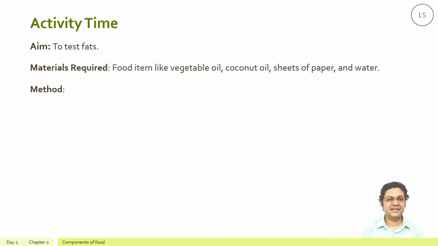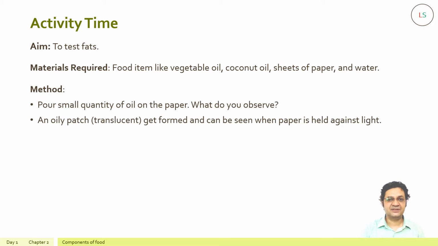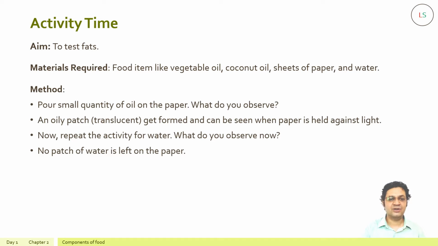Activity time. The aim is to test the fats and the materials required are food items like vegetable oil or coconut oil, sheets of paper and water. So the method which we are going to follow has the following steps. Pour a small quantity of oil on the paper. What do you observe? An oily patch which is translucent gets formed and can be seen when the paper is held against light. Now repeat the activity for water. What do you observe? No patch of water is left on the paper. Let's see a video which helps us to understand how this activity is performed, and let's see the translucent part as well.